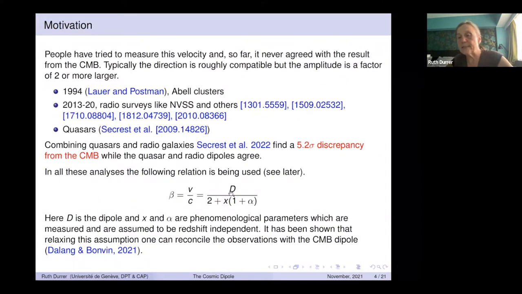It is assumed that these phenomenological parameters which are measured in the data are constant. And it has been shown that by relaxing this assumption, if one allows these parameters to depend on redshift, one can in principle reconcile the observations roughly with the CMB dipole. Nevertheless, in this latest paper, Secrest et al. have used quasars and radio galaxies, two classes of objects for which these parameters x and alpha are different, and get the same discrepancy for both of them. So that in both cases the evolution with redshift of these parameters might reconcile the results with the CMB seems less likely, but this is just a caveat.